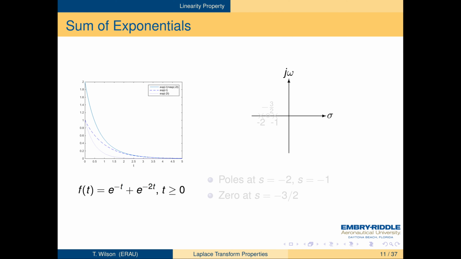Here we show the poles and zeros of the sum on a pole zero diagram. The poles are at s equals minus 1 and minus 2, and the zero at s equals minus 3/2. If we had chosen different amplitudes for the component waveforms, we'd have the same poles, but a different zero.